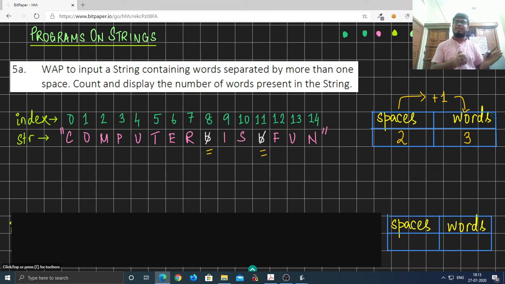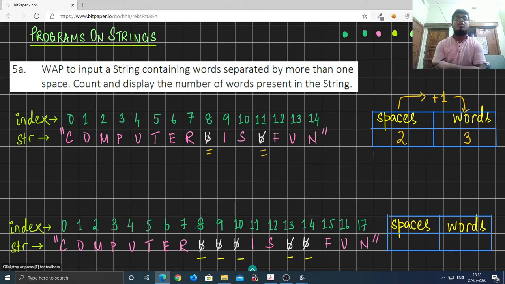You count the number of spaces, add 1 to it, you get the number of words that are present in the string. In fact, for any other string where the words are separated by a single blank space, you would find the following observation holds. You count the number of spaces, you add 1 to it, you get back the number of words that are present in the string. All right, but this does not hold for strings where the words are separated by more than one blank space.